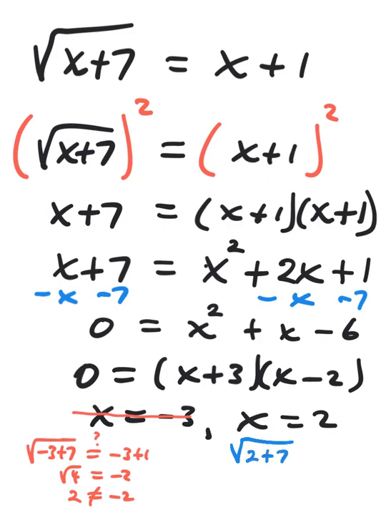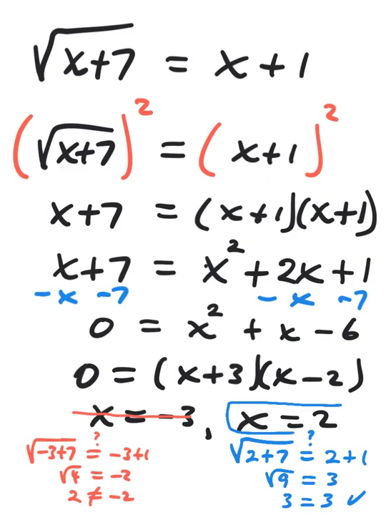Let's try 2. Square root of 2 plus 7. Again, I'm going to use a question mark because I don't know. Equals 2 plus 1. So that's square root of 9 equals 3. Hey, those equal. If the number you're checking works out, then that's your answer. Sometimes you get two answers, but only one of them checks in the original problem.